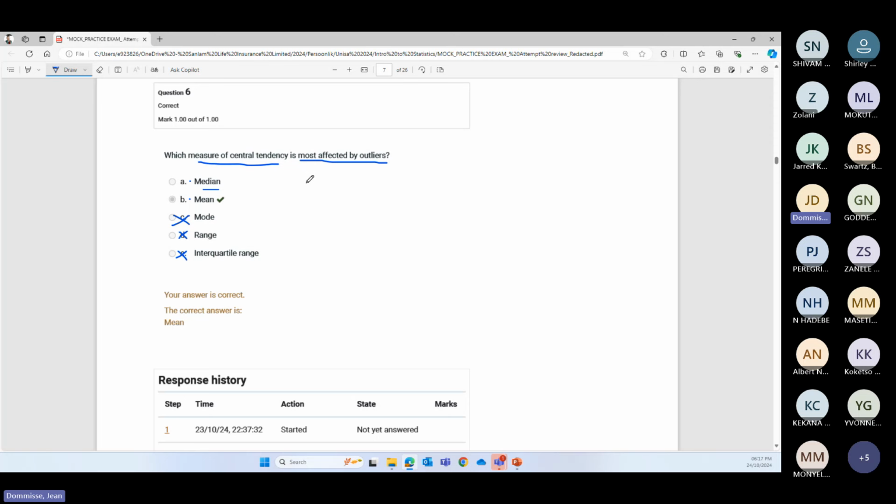Median is always the middle value of your data set. So if your data set looks like all the data is there, and here's one outlier somewhere, that will also not affect the median, because the median is always the number within your data set, or the middle number of your data set. So the one in central tendency that is affected is the mean.